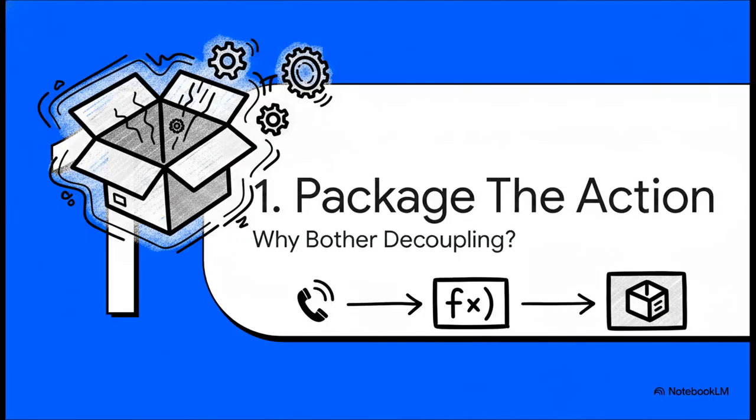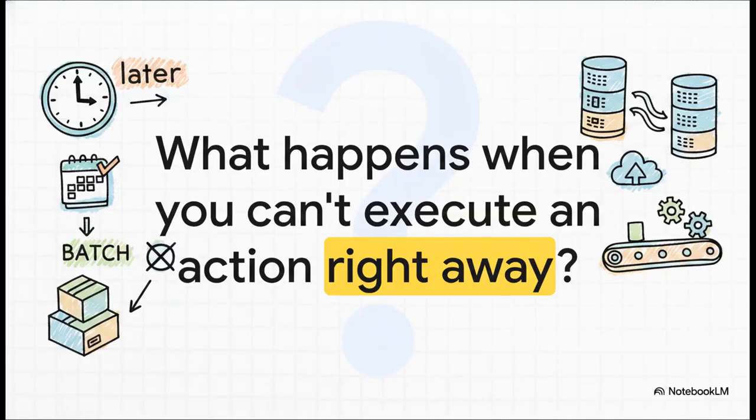So that leads to the big question, right? Why go to all this trouble? I mean, in programming, our first instinct is usually just to call a function directly. Why add this whole extra layer of packaging the action at all? What problem is this actually solving for us? Well, the need becomes incredibly obvious the second you hit this very common problem. What if you can't, or maybe you just don't want to, execute an action immediately? What if you need to run it later, or on a totally different server, or maybe as part of a big batch job? See, direct function calls just fall apart in those scenarios.